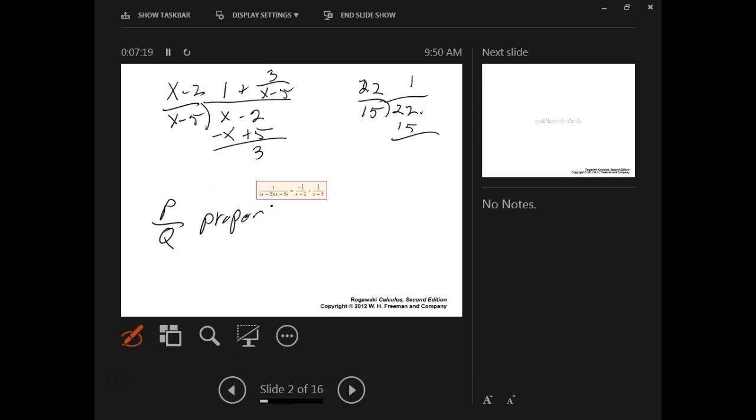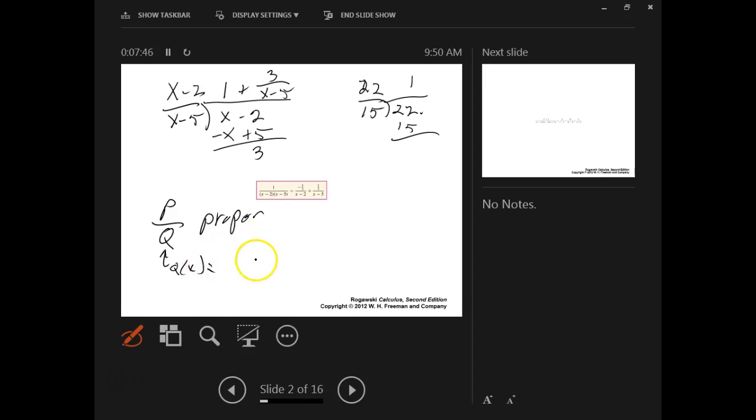That means the degree of the numerator is less than the degree of the denominator. Not the same, not greater than, less than. Okay? So let's first suppose it is proper, and that the denominator, Q of x, factors as a product of distinct linear factors.